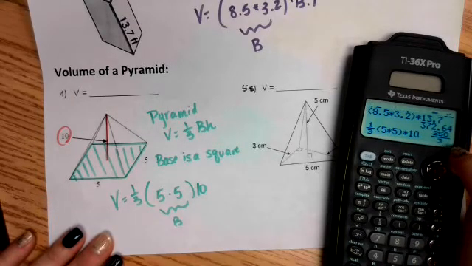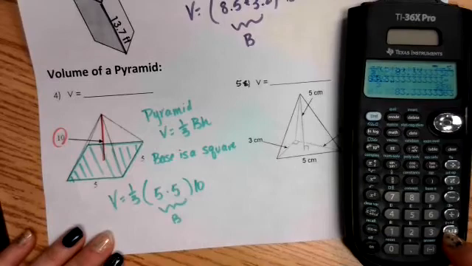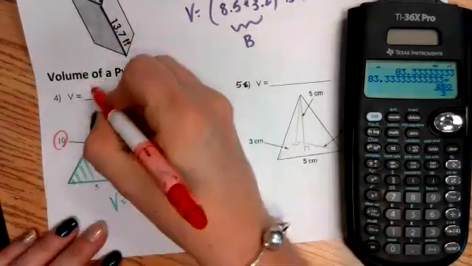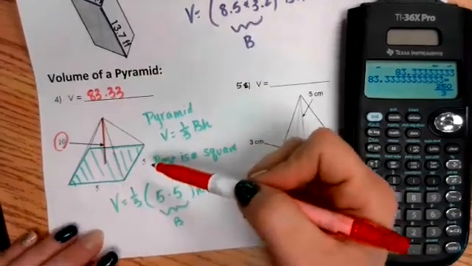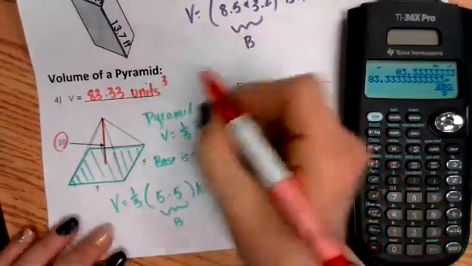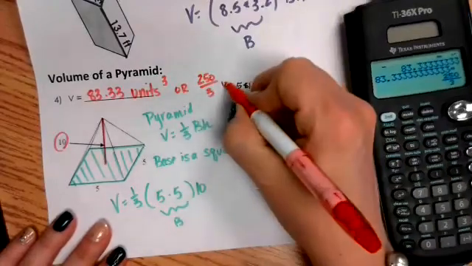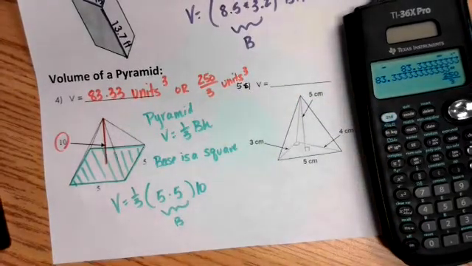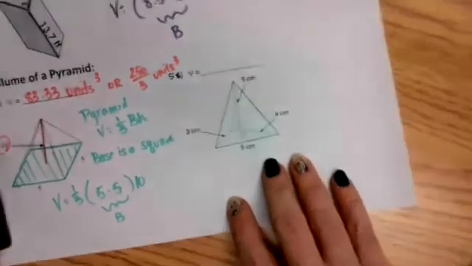So we can either use it as a fraction, or if you hit this button above the enter, it'll give you that same fraction as a decimal. So it goes back and forth. So I'm good with either answer. 83.33. Now I don't have a unit. Is this inches? Is it centimeters? Is it miles? I don't really know. So I'm just going to say units cubed. Or I could answer it in a fraction form, 250 divided by 3 units cubed. I'm good with either the decimal or the fraction. It's your choice.